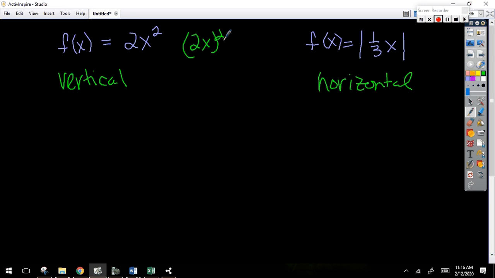Remember this. Vertical is always what it looks like. Horizontal is always opposite, okay? So vertical, 2 is bigger than 1, so I'm going with stretch. And over here, horizontally, 1/3, because I'm horizontal, I'm backwards. So even though the a is getting small, it's a horizontal stretch.